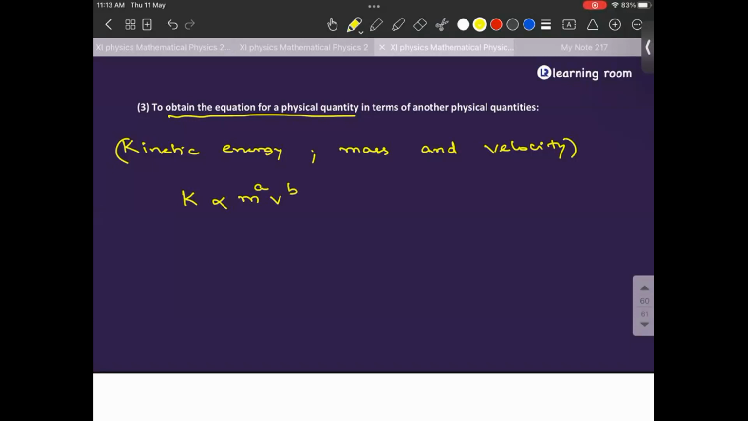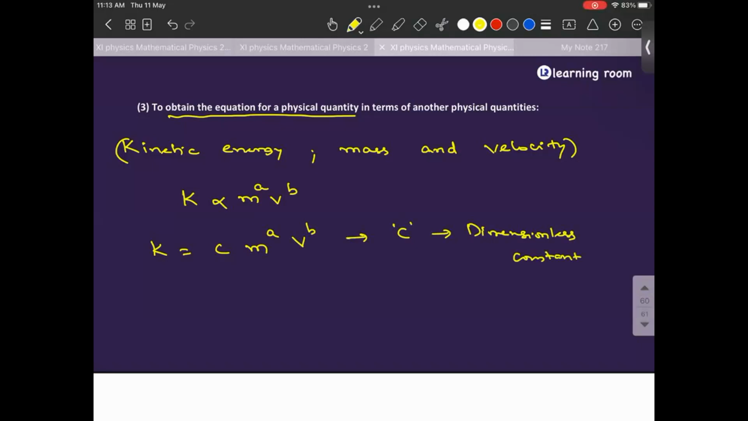Am I clear with this? So when you remove the proportionality symbol, you introduce a constant. Let me call it C. Most of the cases we introduce K, but I'm using K for kinetic energy. That's why I didn't put it. So I write K is equal to C into m^a into v^b, where C should be a dimensionless constant. What is the meaning of it? It should just be a number.